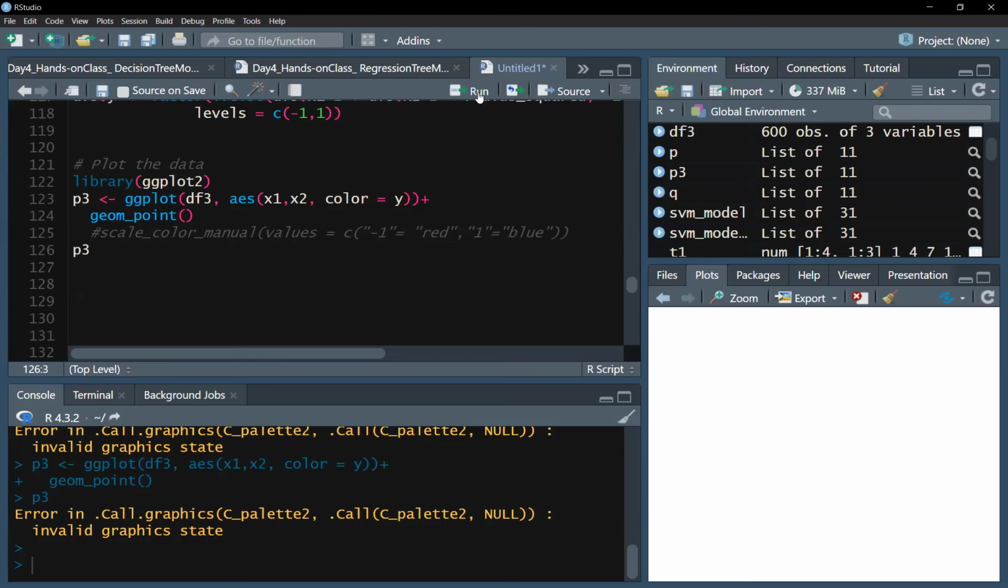What does the error say? Error in .core.graphics, see palette to and invalid graphics state. Yeah, or someone say something. Yes, I was saying that you can try running something to reset your graphics device. Sometimes that might be the issue. I think I posted something in the chat.